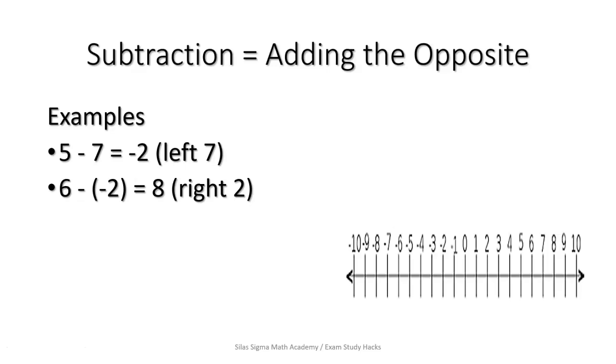So here we have 6 minus negative 2. That is like 6 minus negative 2, and that will become positive, obviously. So that is like saying 6 plus 2. If we go to 6, we move 2 steps forward, 1 and 2, and we stop at 8. Very easy.